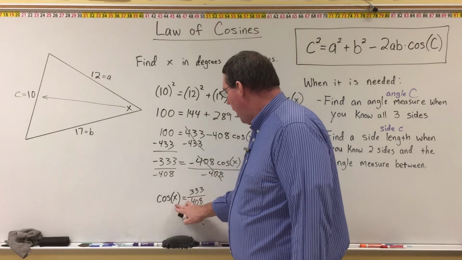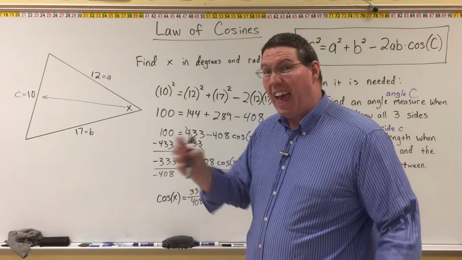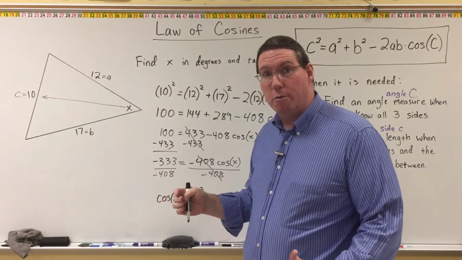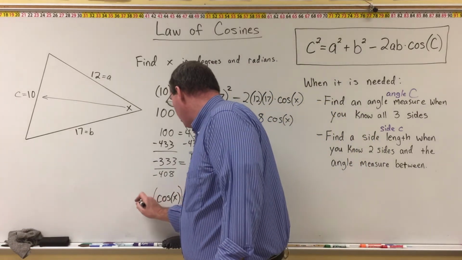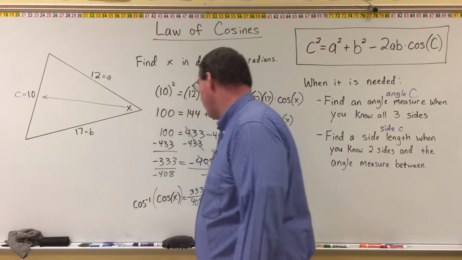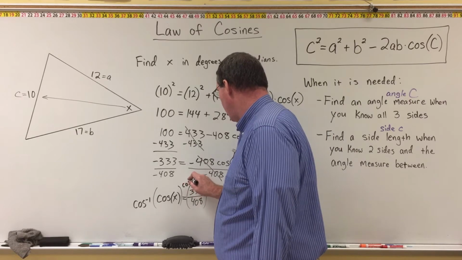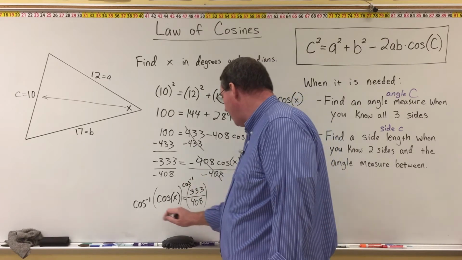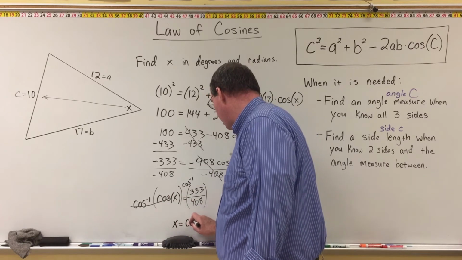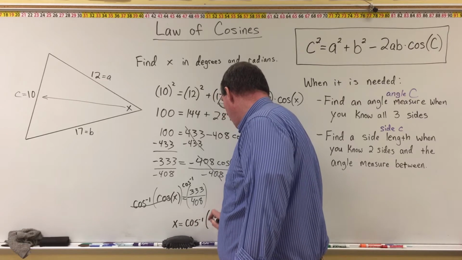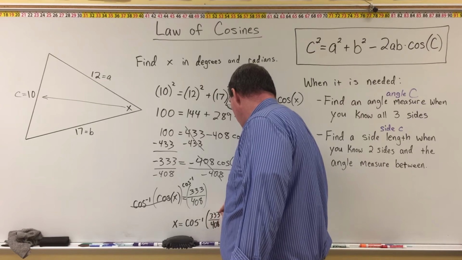All right, so here, how are we going to handle this cosine of x? Well, we did this in the law of sines. When we had sine of a and we needed to cancel the sine, we had to do the inverse of sine. Well, now we're going to do the inverse of cosine. So what we're going to do to both sides is cosine inverse, arc cosine. Cosine inverse is going to cancel cosine, and we now have x is equal to cosine inverse of 333 over 408, right?